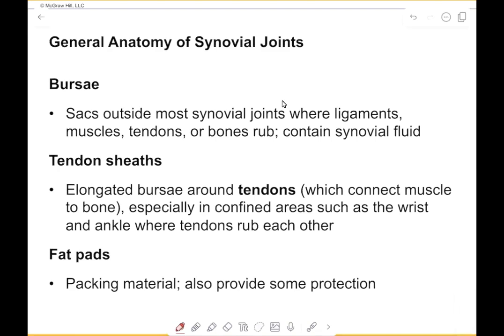Other anatomy that's found in the synovial joints includes very strategically placed sacs of synovial fluid. These sacs, called bursae, are outside most synovial joints where ligaments, muscles, tendons, or bones may rub, and they're named for their specific location, and they contain synovial fluid. Another structure which is similar to a bursa is called a tendon sheath. It's an elongated bursa around tendons, especially in confined areas such as the wrist and the ankle, where tendons may rub together. If you imagine the tendon being a hot dog, the hot dog bun surrounding the hot dog would be analogous to the tendon sheath. And then there's also packing material in the form of fat pads, which provide some protection as well.